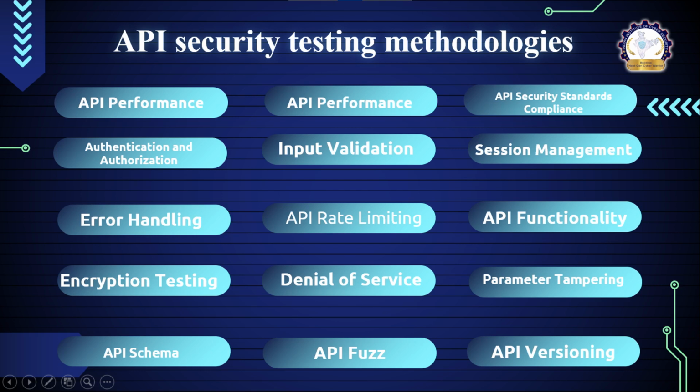Other than that, we have more. Parameter tampering testing. This methodology involves testing whether the API is vulnerable to parameter tampering attacks. It aims to ensure that the API can detect and prevent unauthorized changes to input parameters.